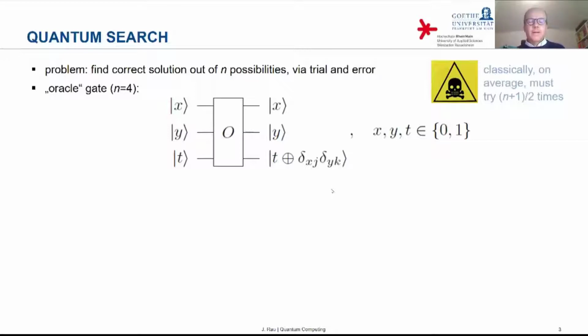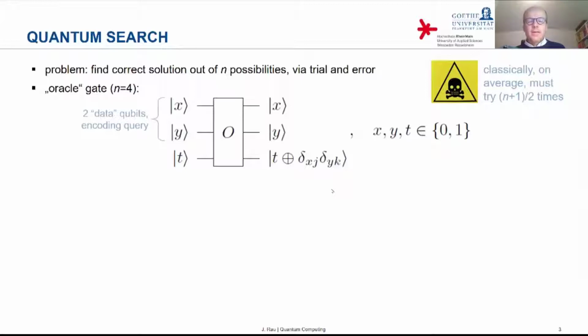Now, here is a proposal for how you can do that faster with a quantum algorithm. And like previous algorithms that we looked at, this algorithm works with an oracle. Here the oracle is denoted by the O. It's a 3-qubit gate, and it works as follows. You have 2 so-called data qubits. We encountered that also in earlier oracles.